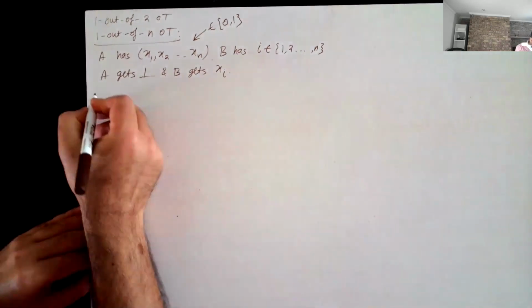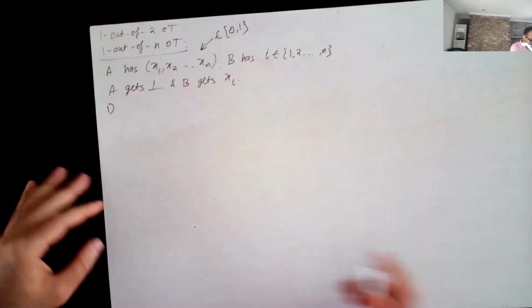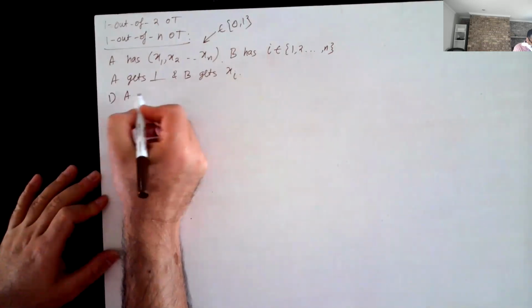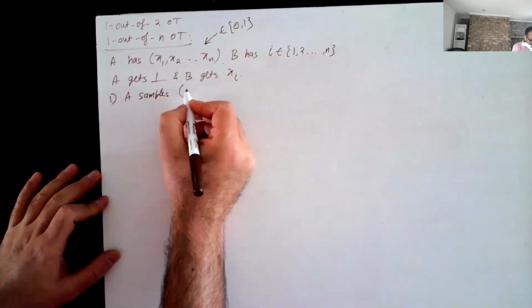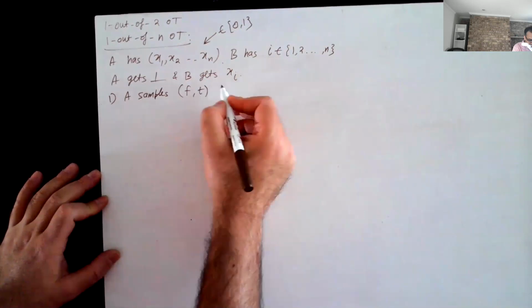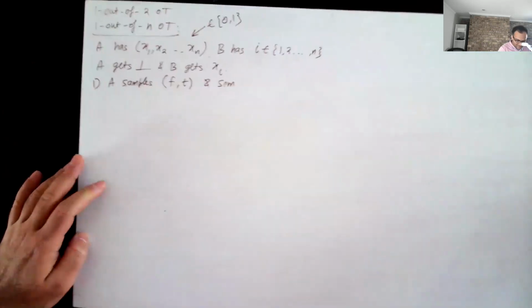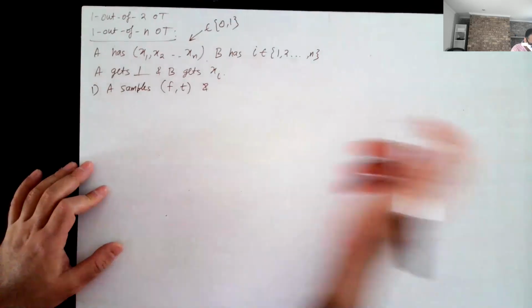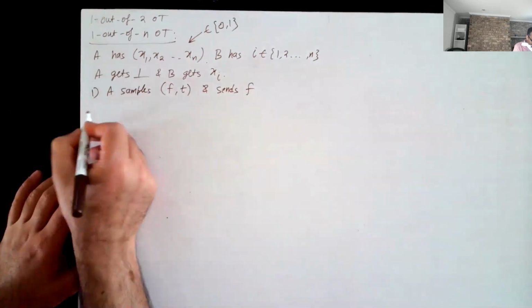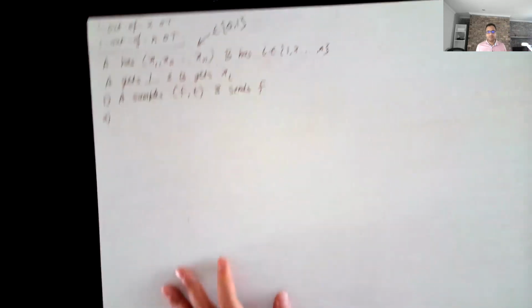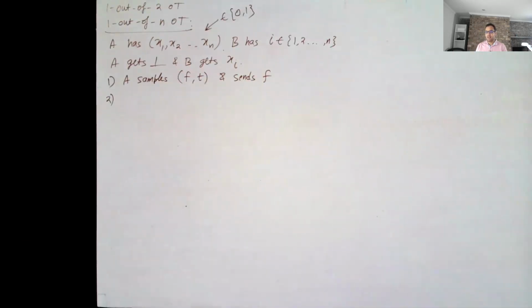So this is a relatively minor change in our previous protocol. So as before, A samples F and the trapdoor, and sends the function F to B. In 1 out of 2 OT, B was supposed to choose 2 strings and know the preimage of only one of them. And now we will just ask B to choose n different strings, but only know the preimage of one of them.